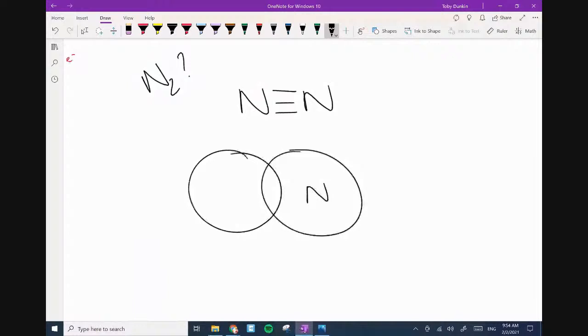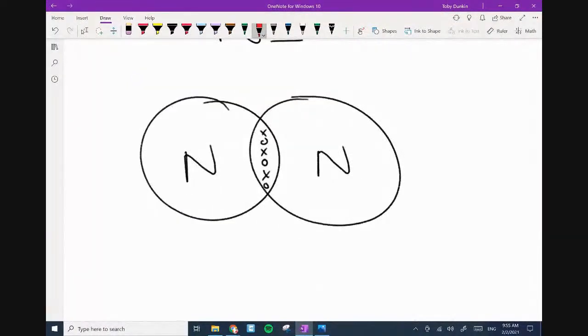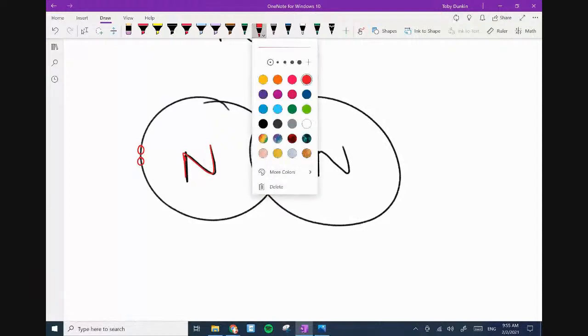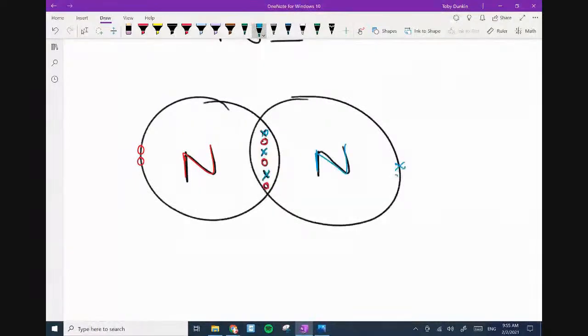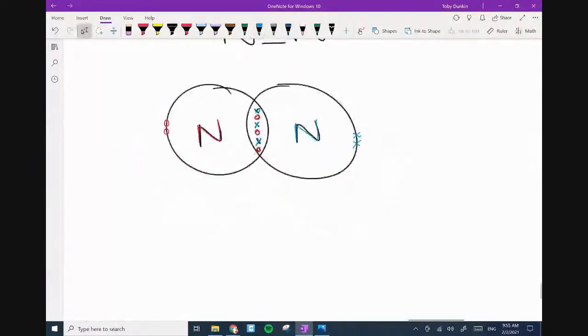Right, so 1 pair, 2 pairs, 3 pairs. There's 6 electrons in there originally. Let's color code this. I'm going to color code the nitrogens. Here's the red ones. It had 5 electrons originally. Right, let's do the other one in blue. This one here had 1, 2, 3, 4, 5. And now both have 8. A triple bond.